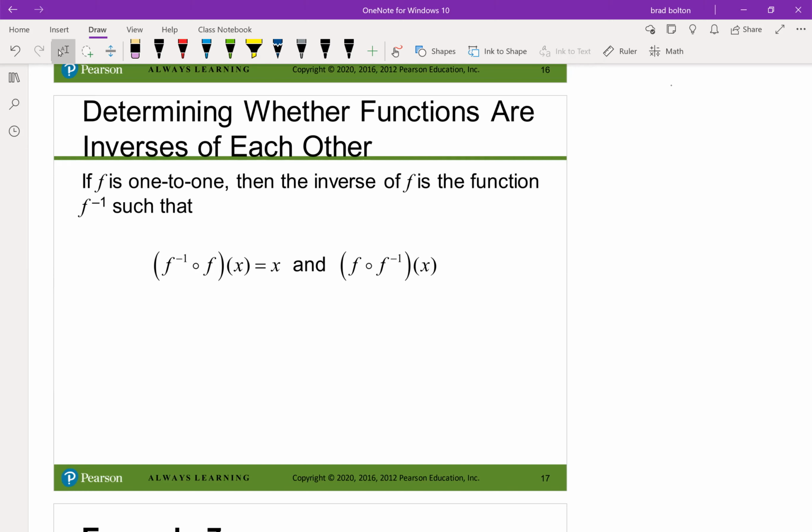So once I finish with this, I'm going to do a homework problem from what you guys have been working on. Okay, so if f is 1-to-1, then the inverse of f is the function f inverse such that f inverse composed with f of x equals x, and f composed with f inverse of x equals x. So that means that when you do composition of functions of a function and its inverse, you should always simply get x as your answer. And it should go both ways. In my experience, if it works one way, it works the other, but you should still check both ways.